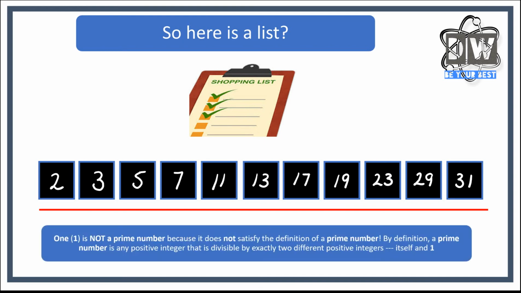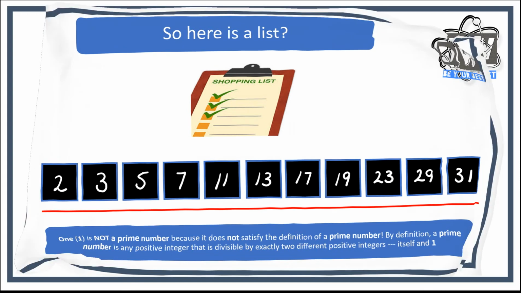Now, people often ask, what about 1? Is 1 prime? The reason why 1 is not prime is because it doesn't satisfy the definition. And this is the in-depth definition. A prime number is a positive integer that is divisible by exactly 2 different positive integers. So positive numbers, itself and 1. So they're not different, are they? 1 times 1 is 1. So therefore, they're not 2 different positive integers.